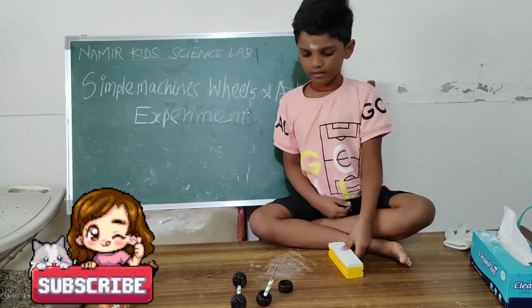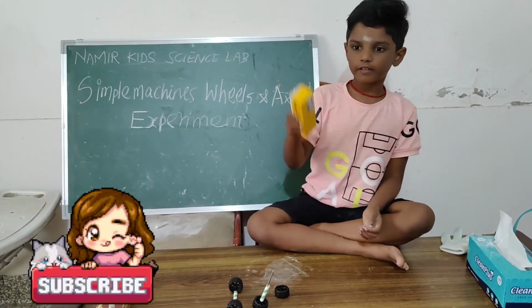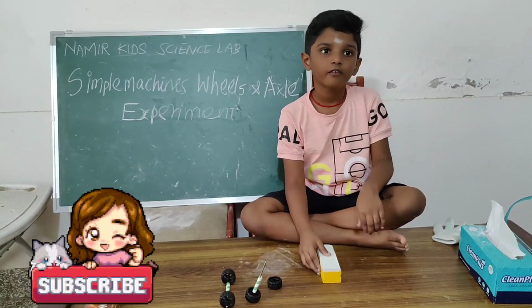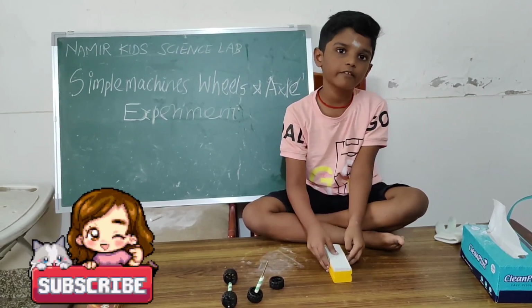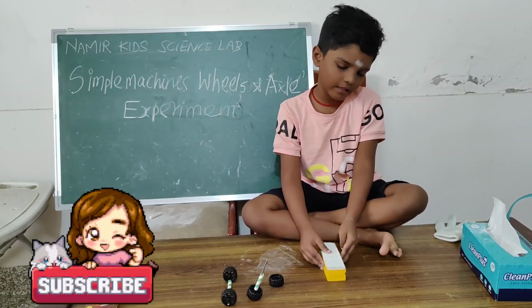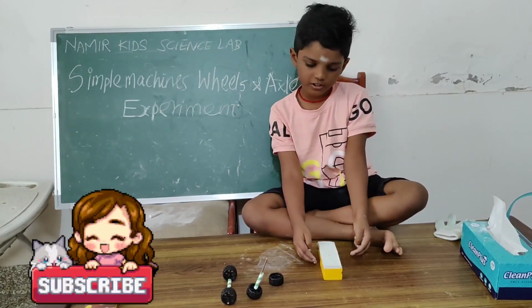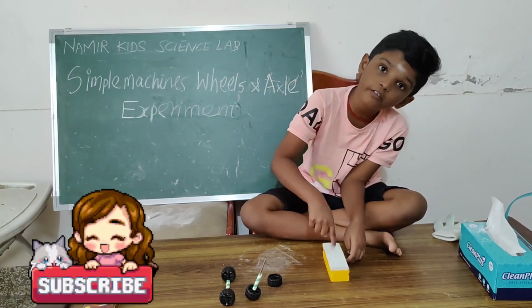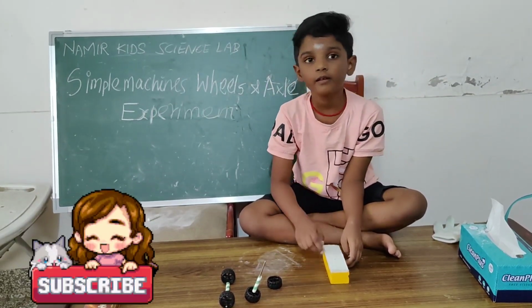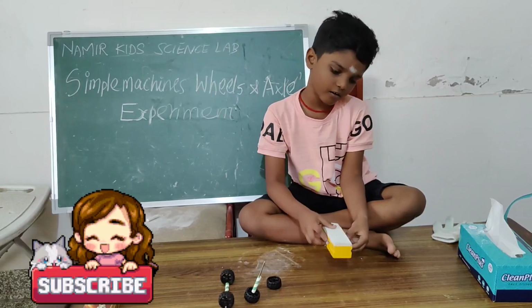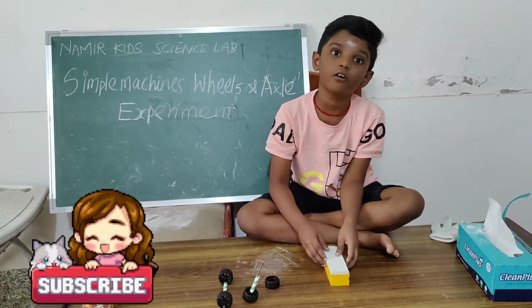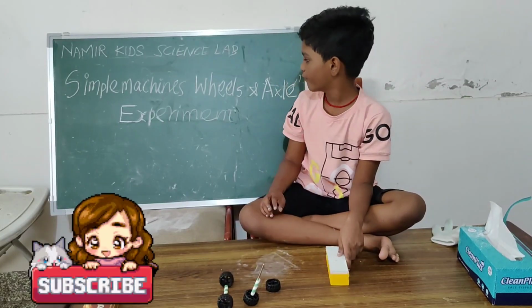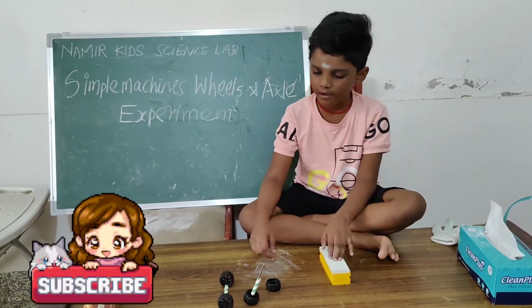Wheels and axle. This is a heavy load and we can't push it because frictional force and gravitational force make it heavy. The frictional force keeps it in place and the gravitational force keeps it in place too, so we can't lift it and it creates weight on the object. So we will use wheels and axle.